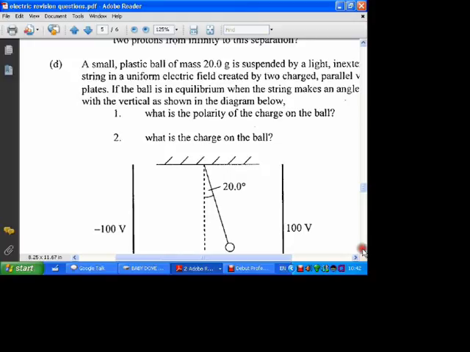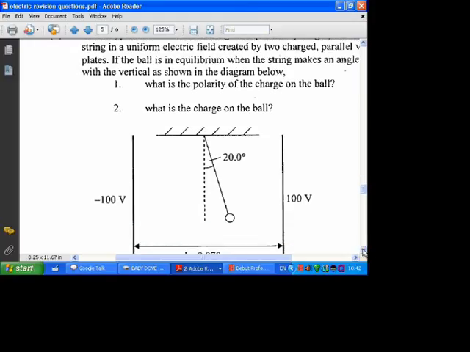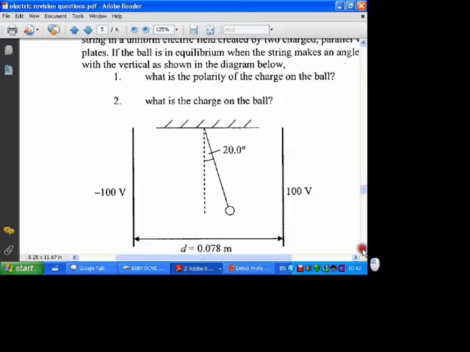You suspend a plastic ball, which is quite light, in the uniform electric field. How do you know it's a uniform electric field? Because I see the two parallel plates already. The left plate is minus 100, the right plate is 100. So the right plate is at a higher potential, and the ball is being attracted towards the right. That means the ball must be negatively charged.